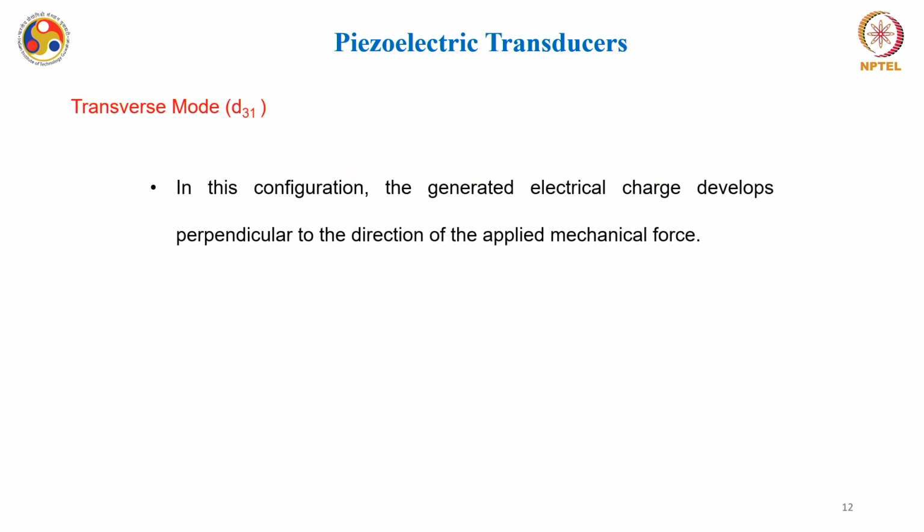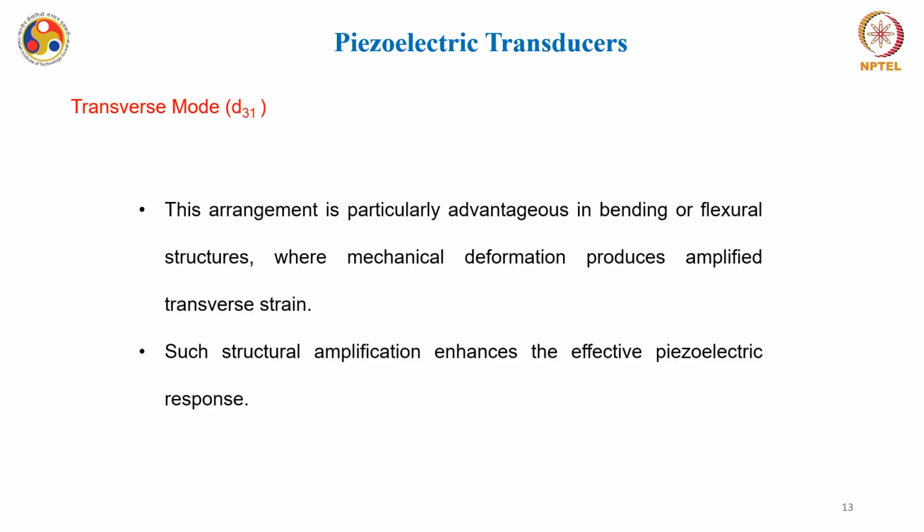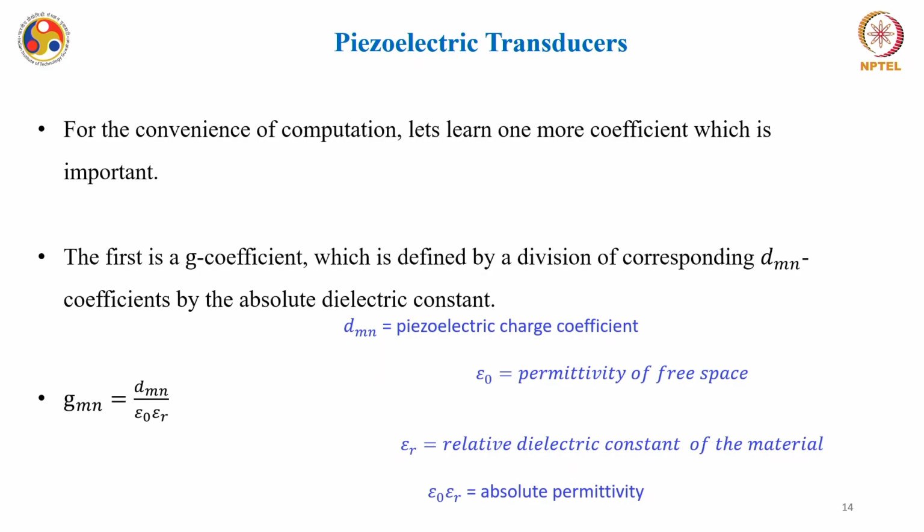Then the second mode which we have seen was D31, which is the transverse mode. In this D31 mode, the generated electric charge develops perpendicular to the direction of the applied mechanical force. This arrangement is particularly advantageous in bending or flexible device structures, where the mechanical deformation produces some amplified transverse strain. Such structural amplification enhances the effective piezoelectric response.